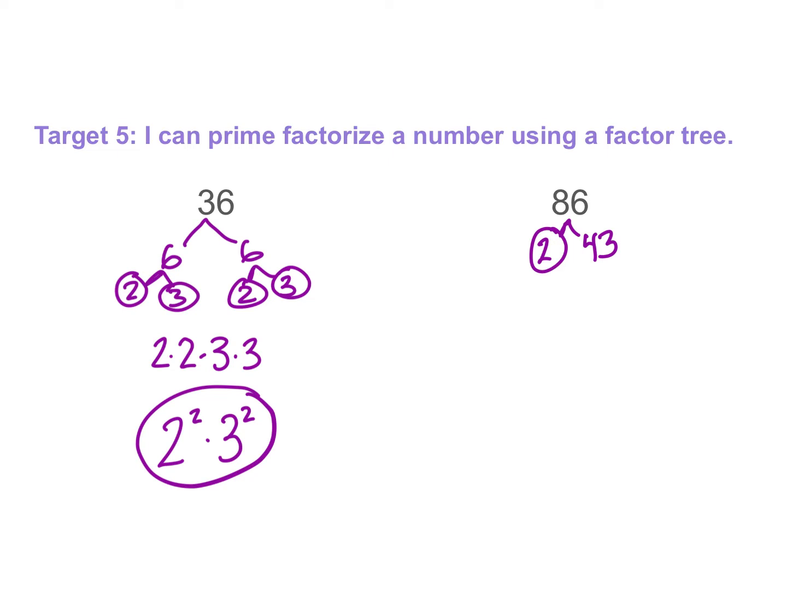3, 5, 7, 11, 13. 13 might be tricky for you. You could go down the 13s list on the multiplication table, but none of that works. 43 is prime. So this is just 2 times 43. So sometimes there isn't any repeated ones, and it would just be that multiplication problem.